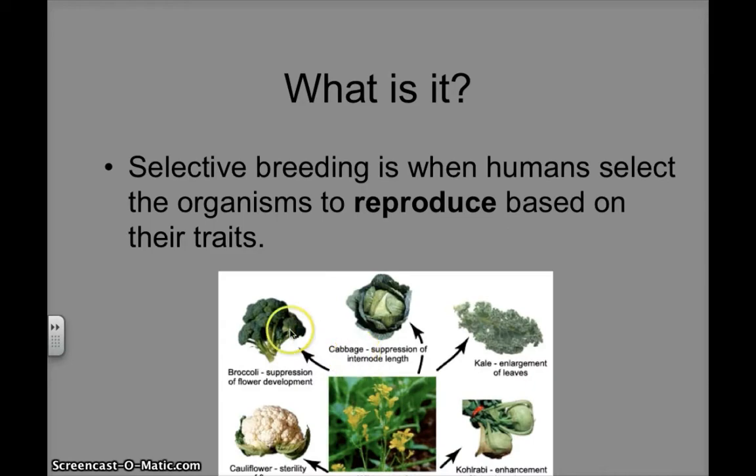If you look at the image here, you can see a plant called the wild mustard. And that wild mustard has been bred to produce things like cauliflower, broccoli, cabbage, kale, and something called kohlrabi. These are all different kinds of plants that have been introduced into the environment based off of the genes of this wild mustard.